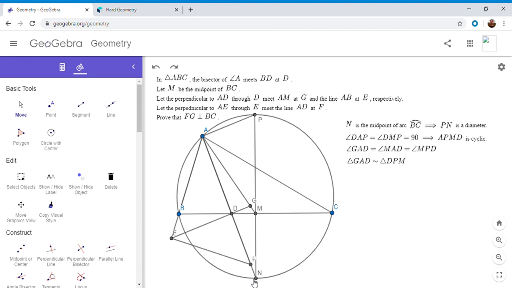So we want to try to do that using ratios. Okay, so how can we get some similar triangles involving those segments?